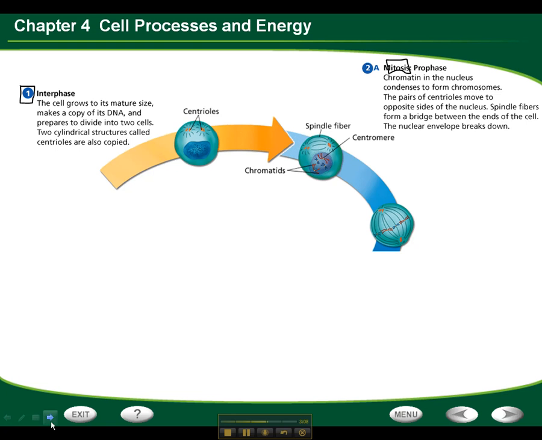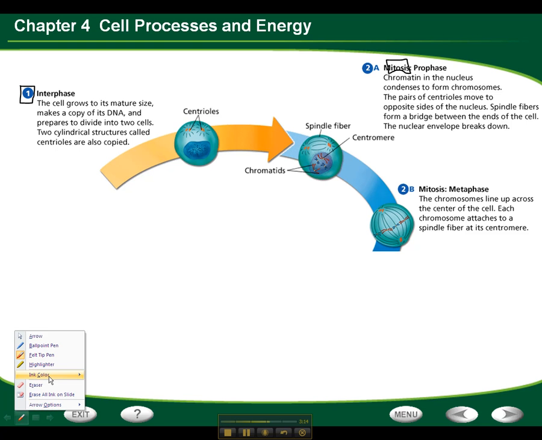The next phase of mitosis is metaphase. Metaphase is when the chromosomes line up in the middle of the cell. And actually, the middle of the cell is called the metaphase plate. You want to see it? That's actually right here. They're all lined up in the middle, and they're lined up in the middle to get ready to be pulled apart.